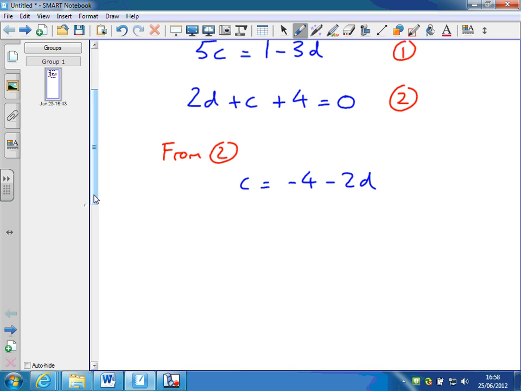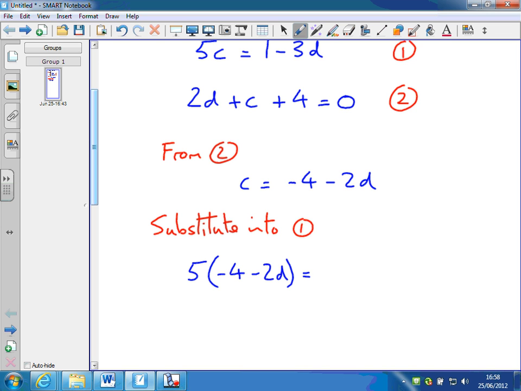So now I can substitute that into equation 1. Substitute into 1. So I'm going to rewrite equation number 1, but wherever C occurs, I'm going to put in minus 4 minus 2D. So I've got 5 times minus 4 minus 2D equals 1 minus 3D. Now I've just got to solve that equation.